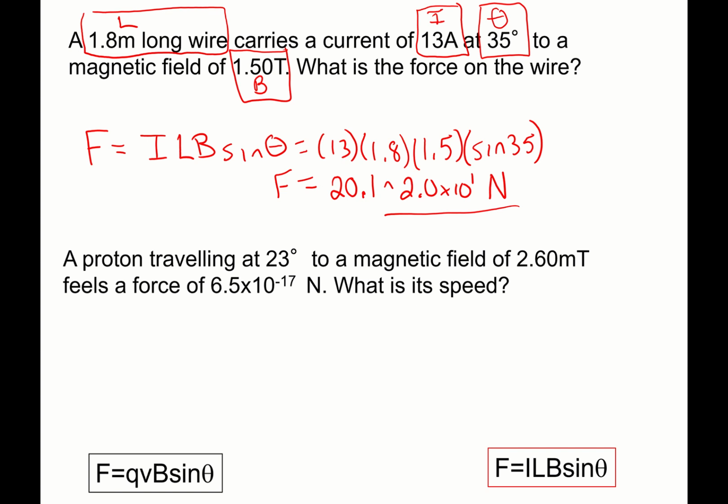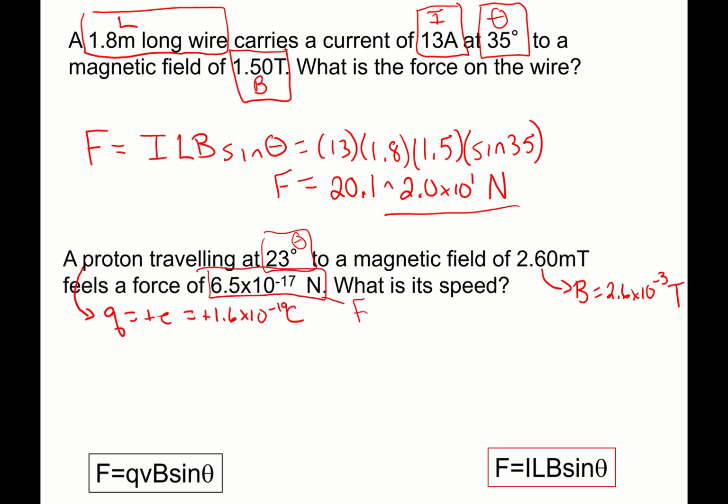All right, let's do one using the QVB equation. Here I've got a proton, so I know a proton has a charge of plus E. So it's going to be plus 1.6 times 10 to the minus 19 coulombs is Q. It's traveling at 23 degrees. 23 degrees, that's an angle, so there's my theta. To a magnetic field of 2.6 millitesla. That tells me my B, and it's milli, so 2.6 times 10 to the minus 3 Tesla. And it feels a force of 6.5 times 10 to the minus 17 newtons. So that's my force, and I want to know what is V.